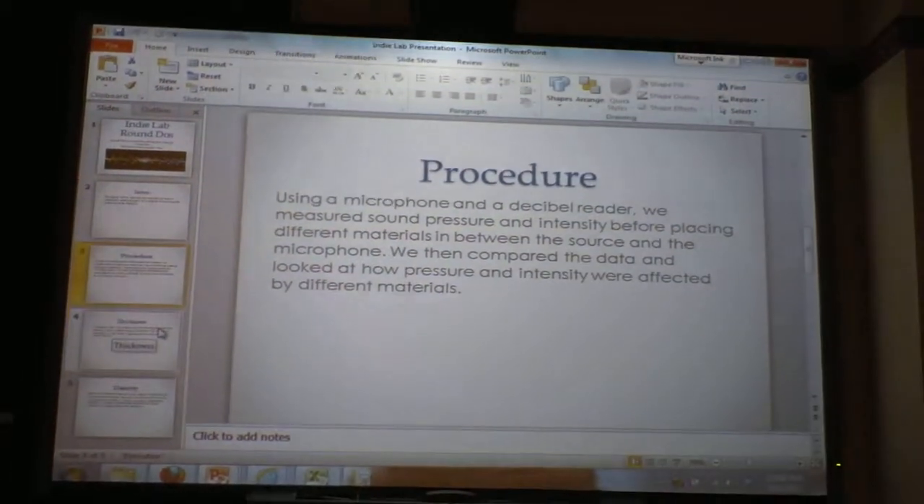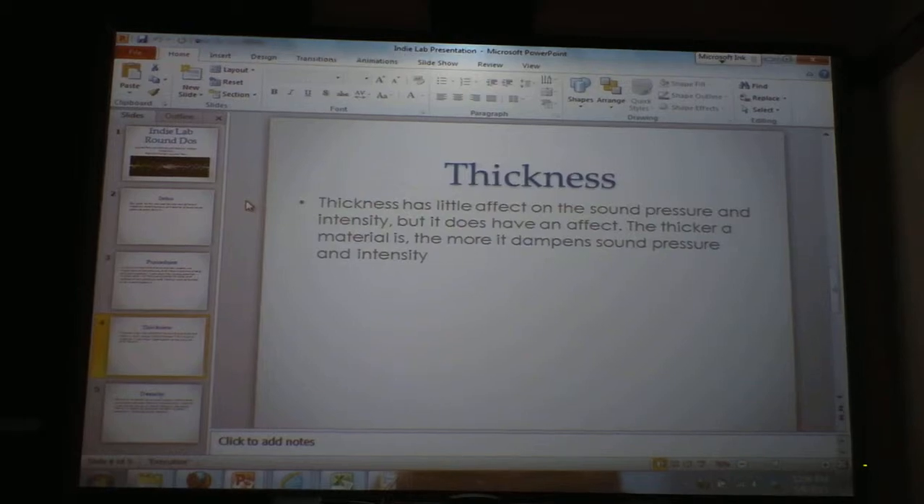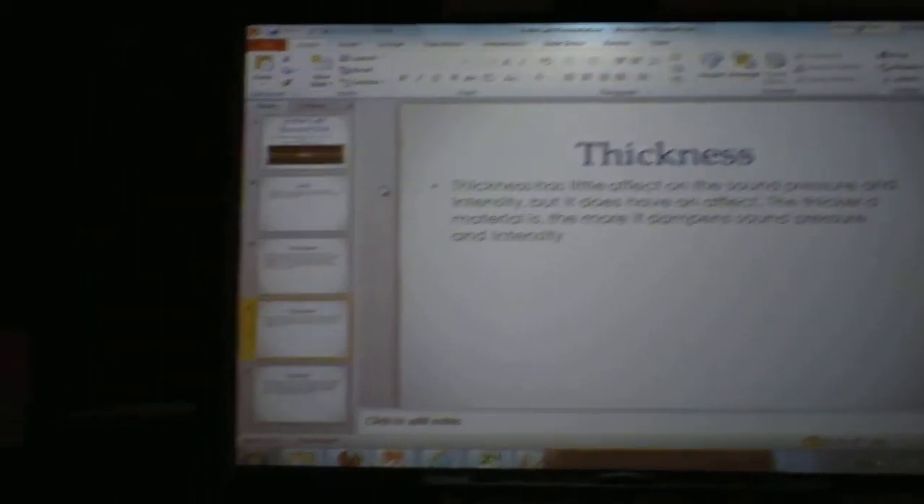So from the graph we know that thickness isn't the main effector on sound pressure and intensity, but it does have an effect. We kept the distance constant, but the more wood we put in between the microphone and the sound, the less pressure and intensity there was read by the microphone.